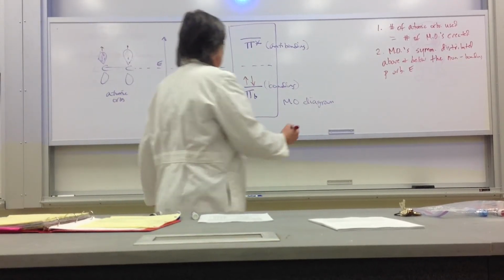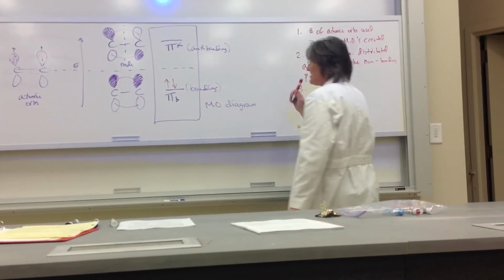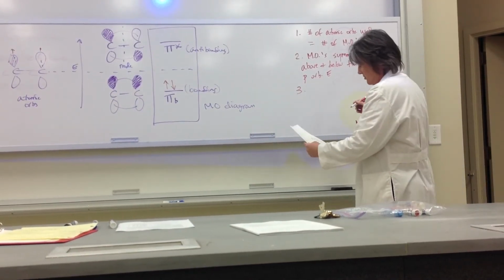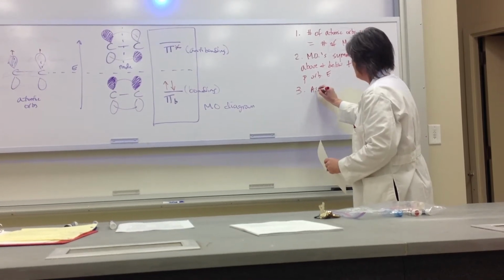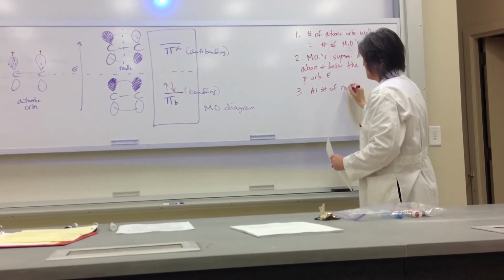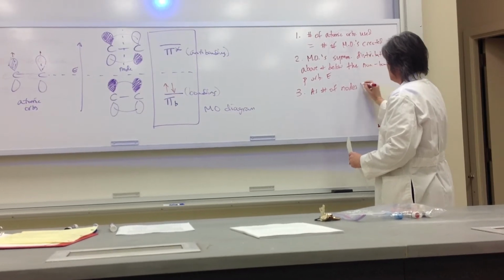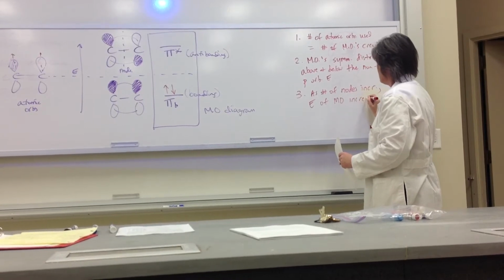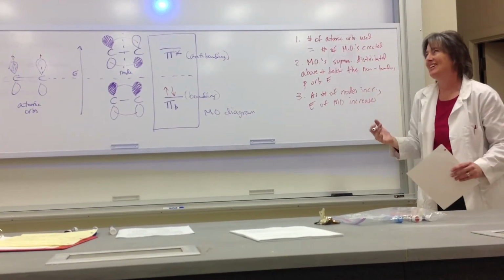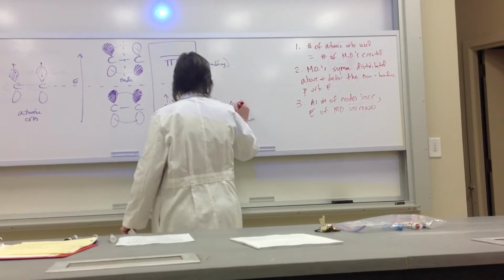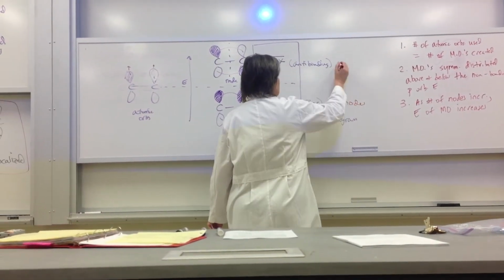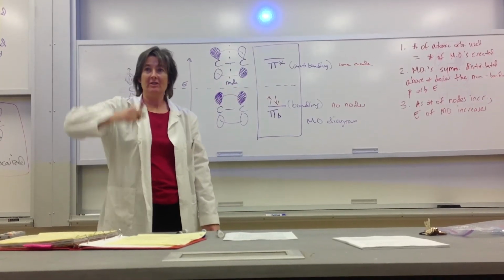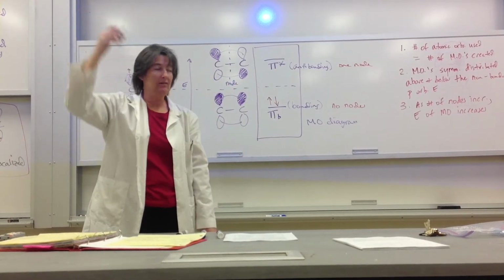And the third point. We didn't see it with this, but well, yeah, we did actually. This third point is that as the number of nodes increases, the energy of the MO increases. And we kind of saw it here. This had no nodes, it was low energy. This had 1 node. If I had 2 nodes in my MO, it'd be higher still. Okay, nodes are bad.